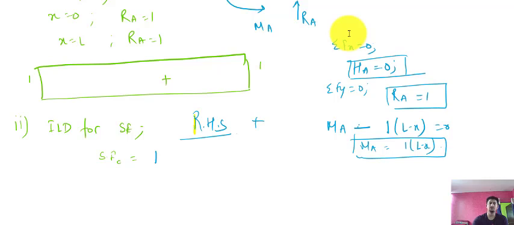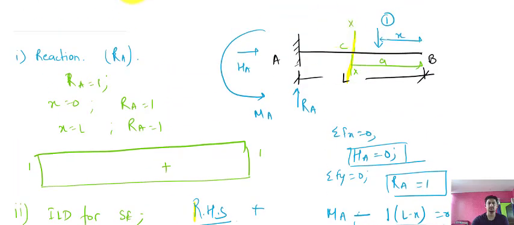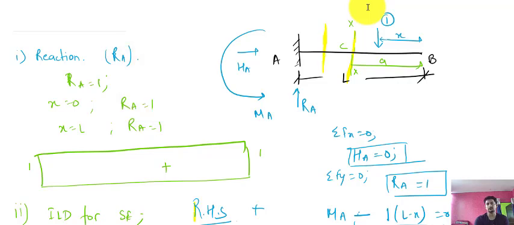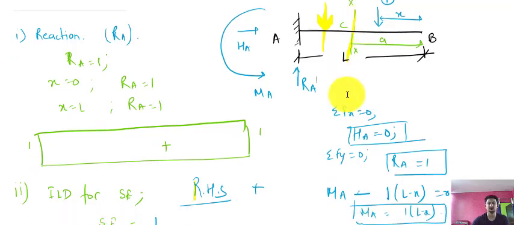Okay, now this unit load has crossed this point, and this point has come now here. The unit load is here now. When the unit load has crossed point C and is now in span AC, what will be the shear force equation at C?